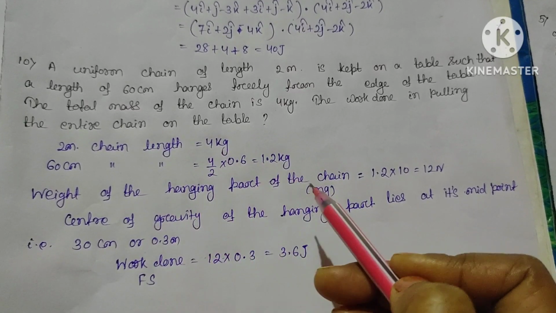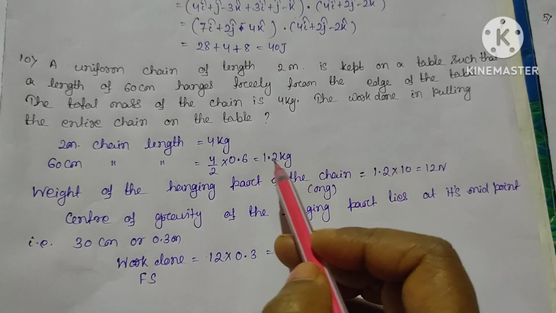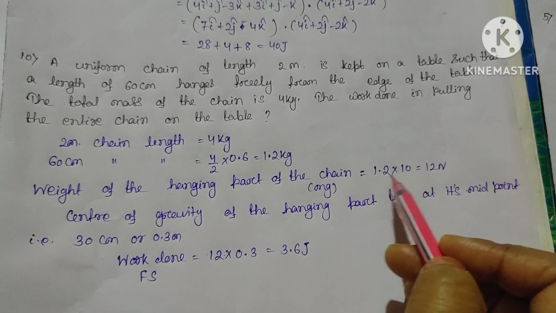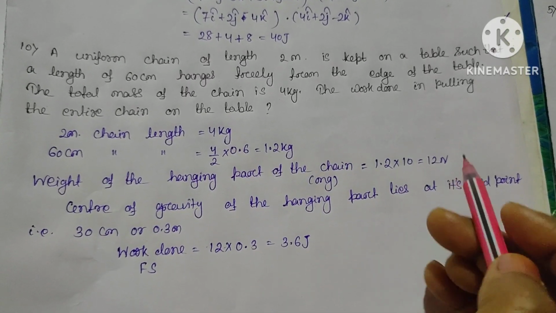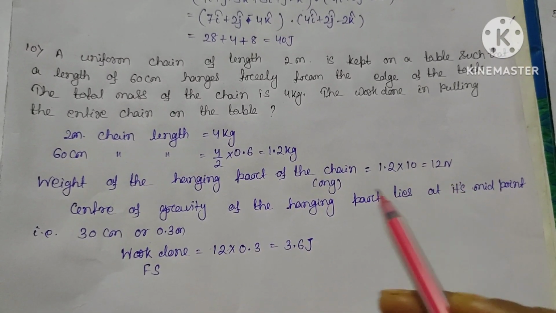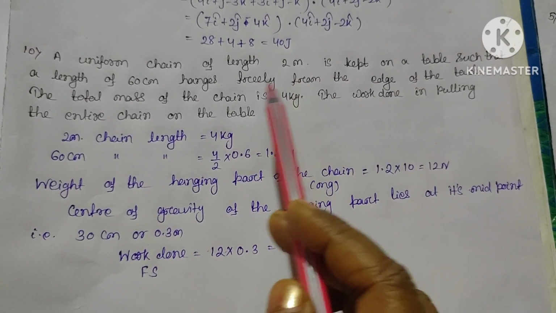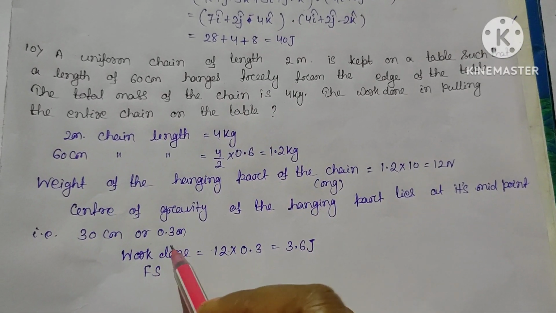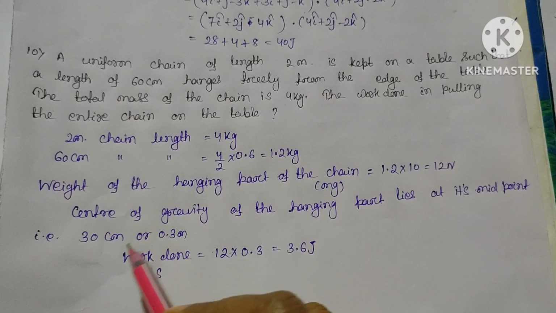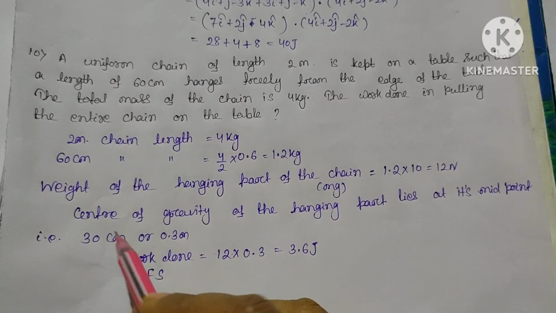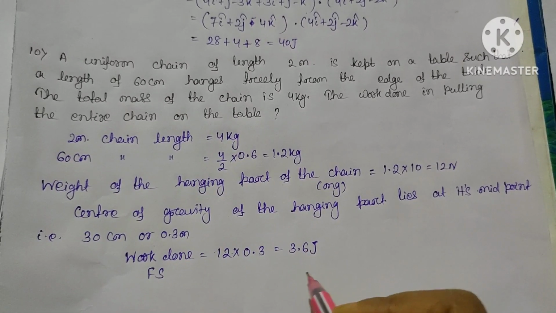So the weight of the hanging part of the chain will be mg, that is 1.2 into 10, that is 12 Newton. The center of gravity of the hanging part lies at its midpoint. So if it is 60 centimeter, then its half is 30 centimeter, or simply we can say this is 0.3 meter. So the work done, that is Fs, will be equal to 12 Newton into 0.3 meter, that is 3.6 joule.